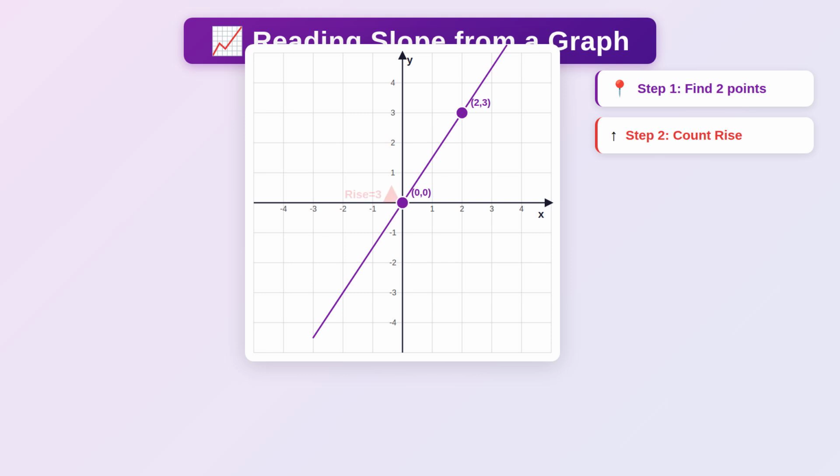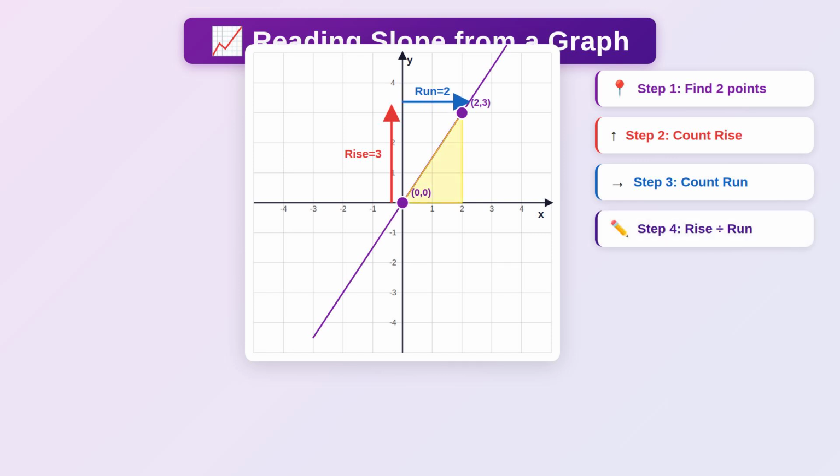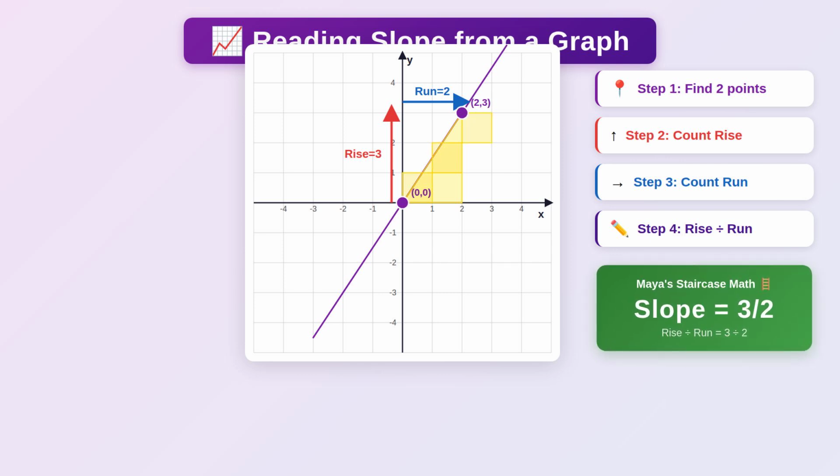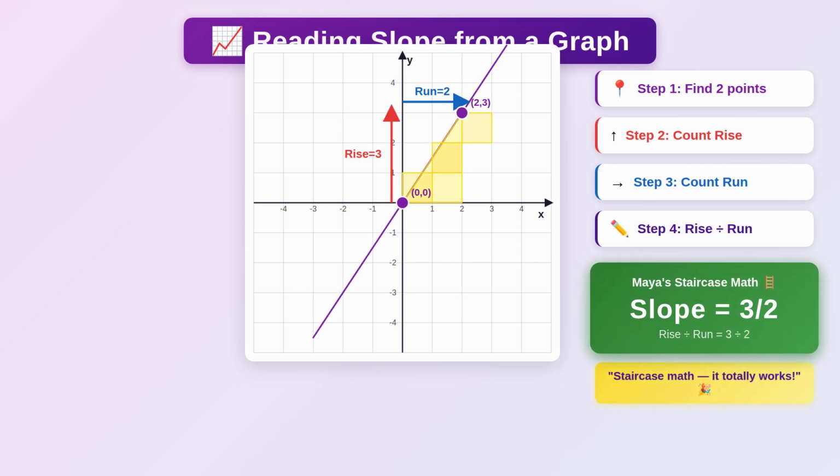What if you just have a graph and no numbers? No problem. Maya learned a 4-step trick. First, find 2 points where the line crosses exactly on grid corners. Nice, clean points. Second, count how many squares up or down you go from one point to the other. That's your rise. Remember, up is positive, down is negative.